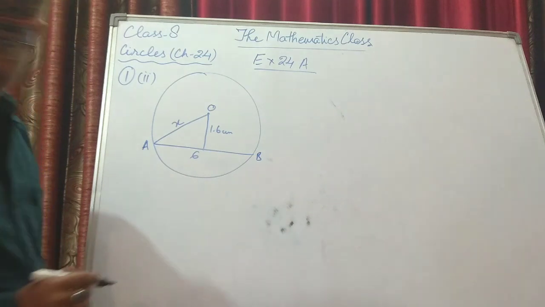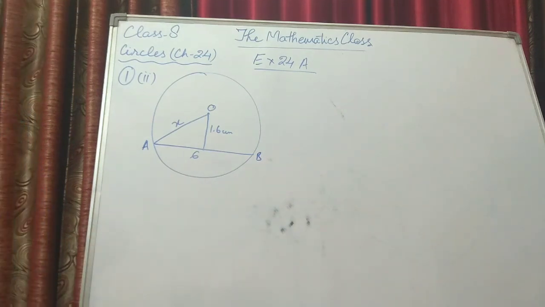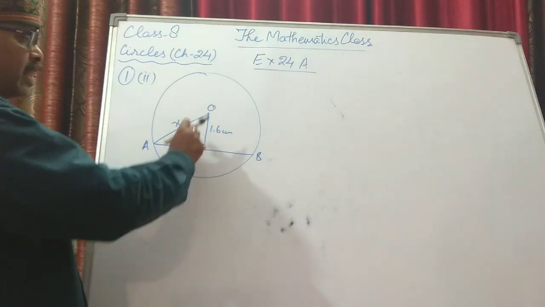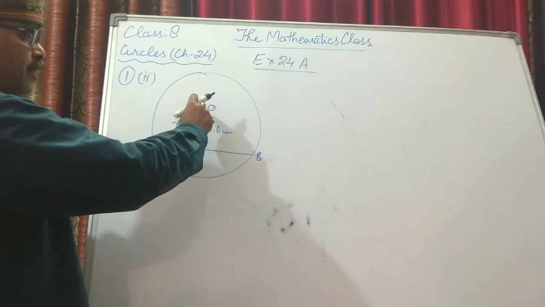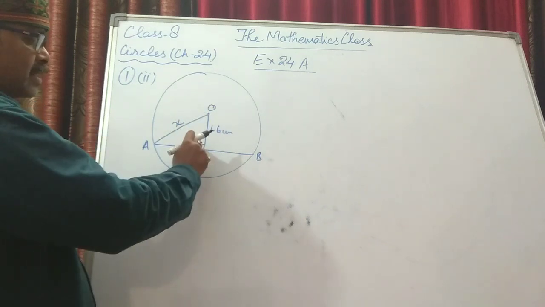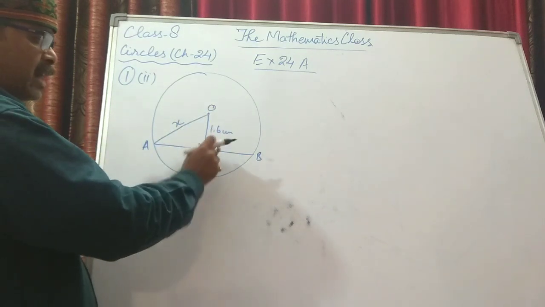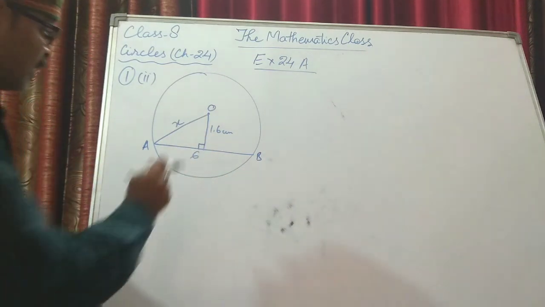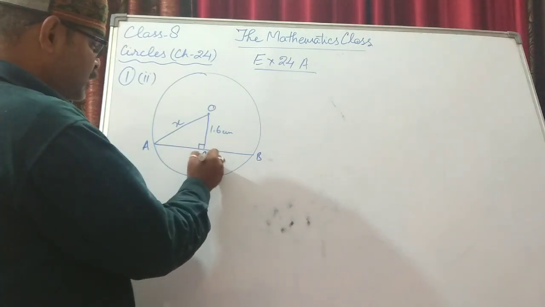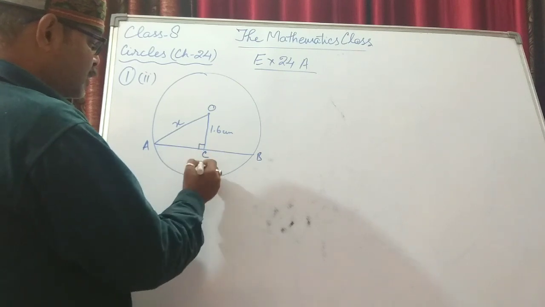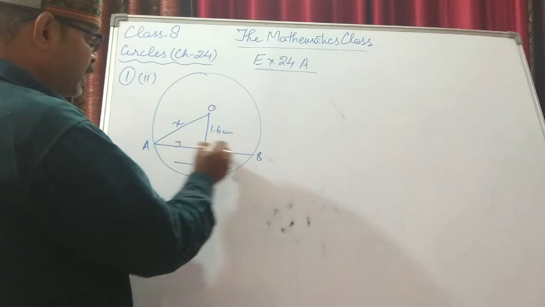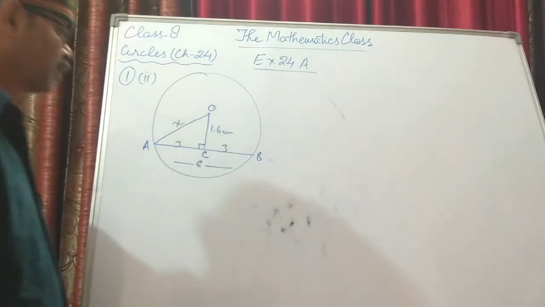We know that it is given in the diagram as 90 degrees. Now we know that if a line from the center is perpendicular to the chord, it bisects the chord. If it bisects AB, let us name the midpoint as point C, and AB is 6 centimeters. So this will become 3 centimeters and this will become 3 centimeters.